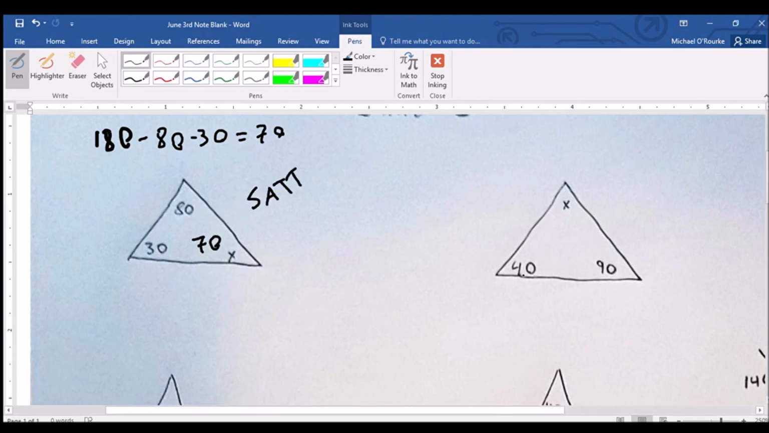Now here, exact same thing, 180 degrees altogether inside the triangle. So let's minus off what we know. So 180 minus 90 is going to give me 90. 90 minus 40 is going to give me 50. And that is SATT.